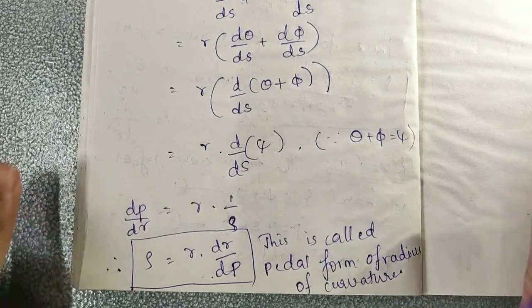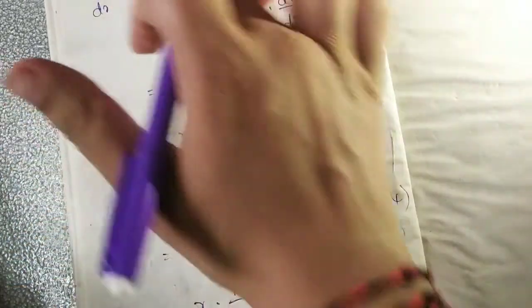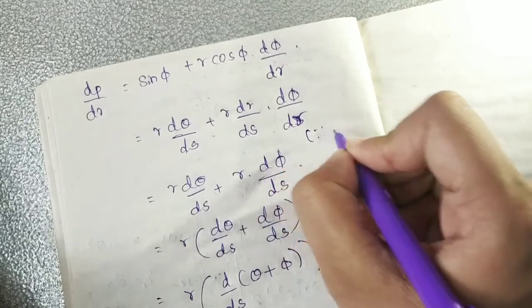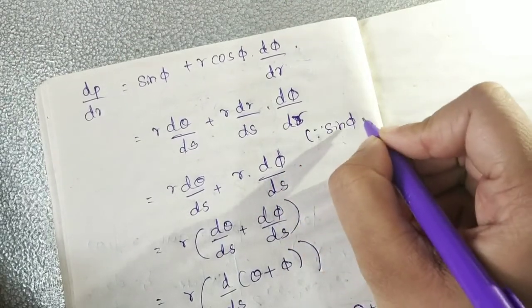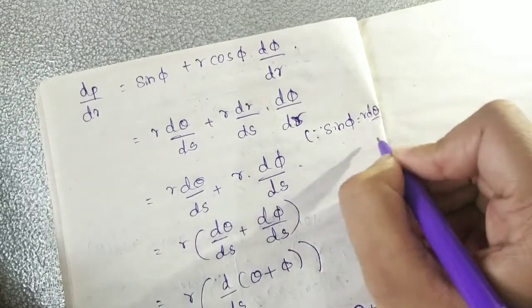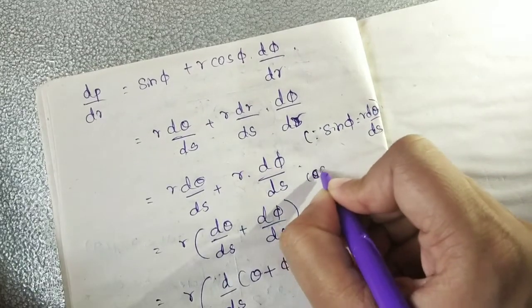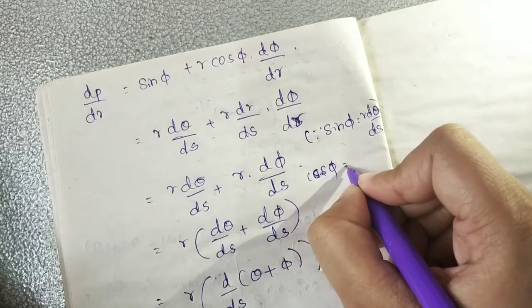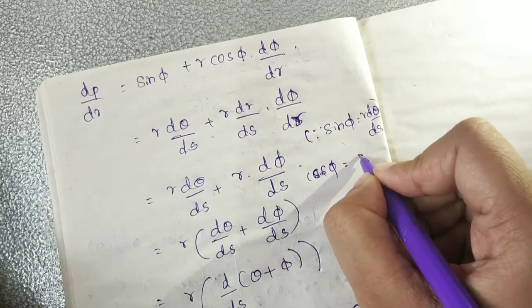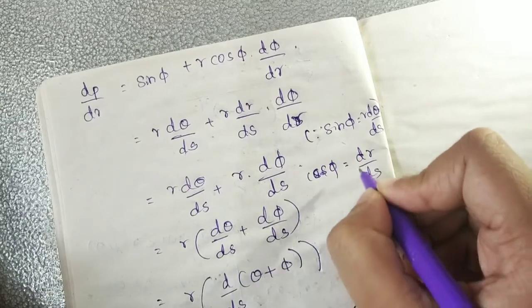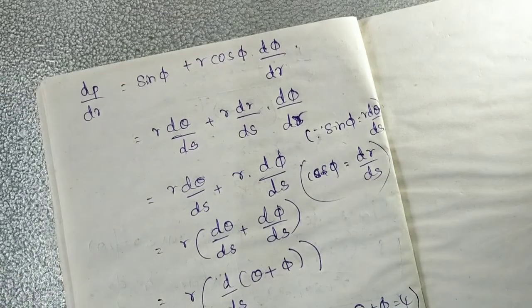Am I clear? Yeah. Now you can specify that sin φ is equal to r into dθ/ds. This is only for your reference, okay? And cos φ is equal to dr/ds. This is only for your reference. Am I clear? This is about the derivation. We'll solve some more problems in the next class.